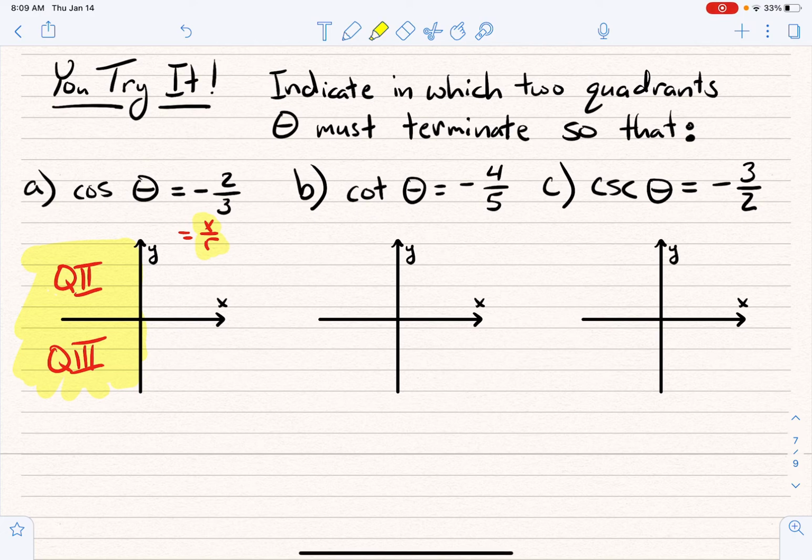All right, for this next one, cotangent is negative. Remember, when cotangent's negative, that means that x and y have different signs. Okay? Because when they have the same sign, a positive divided by a positive is positive, or a negative divided by a negative is positive. So they must have different signs, and that happens in quadrant 2 and quadrant 3.